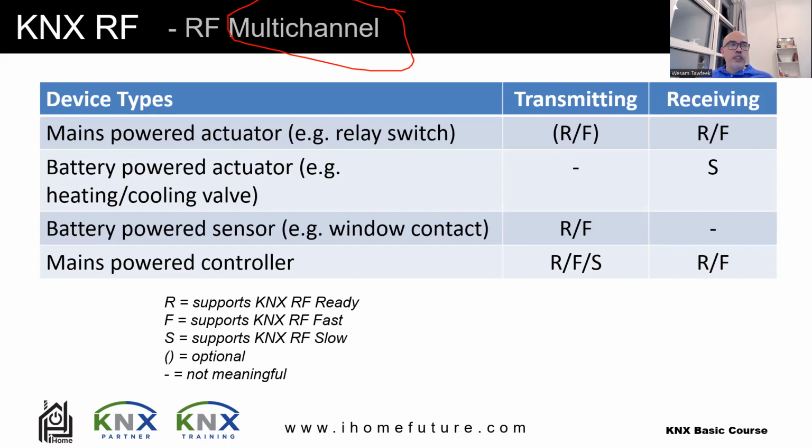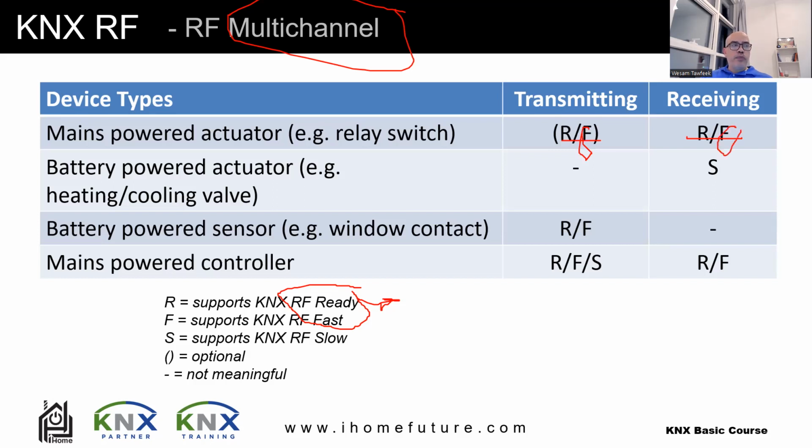So they say here, when I say RF ready, meaning single channel, by the way. Okay, so I have devices which are RF ready, this single channel, or I have the multi-channel, which can be RF fast or RF slow. So if I have main powered actuators like relay switches, I am mostly transmitting and receiving via the RF ready or fast channels. So the actuators I'm most using on the fast channels, like the relay switches.